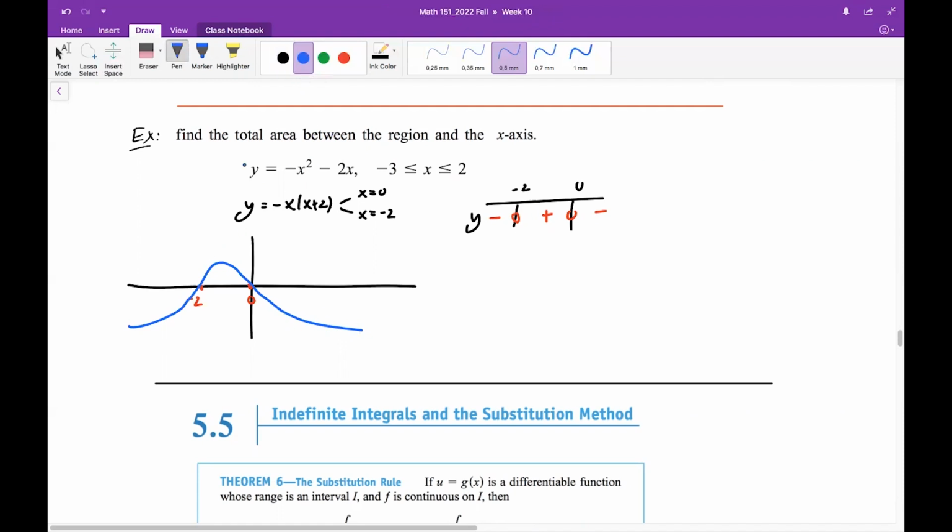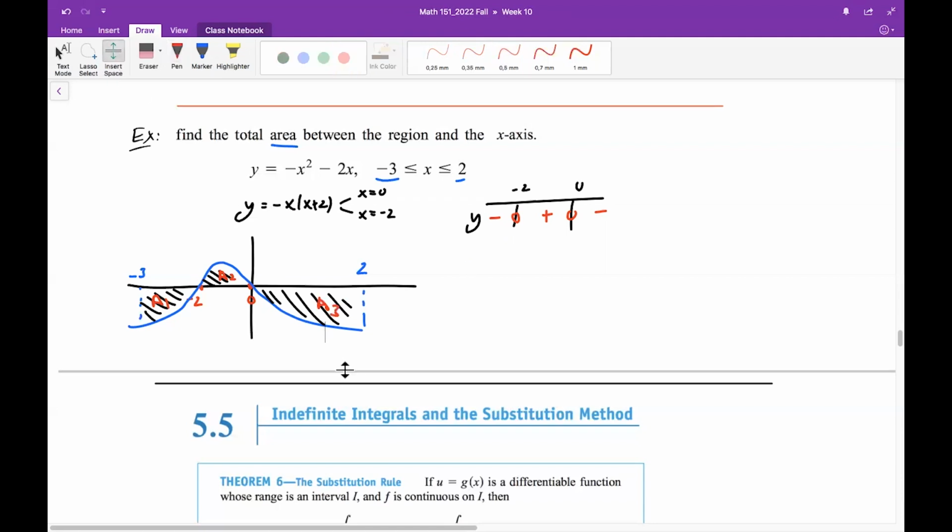What we want to do is integrate. I want to find the area between the curve and the x-axis over this interval from -3 to 2. Let's say this point is 2. I want to find the total area, this part and this part, right? So let's name them. Let's say this is A1, this is A2, and this is A3.